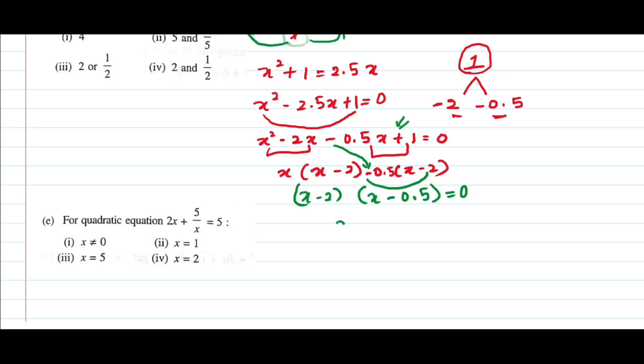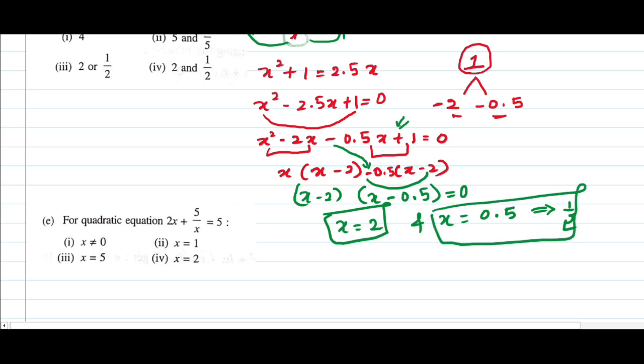Now we get x is equal to 2 and x is equal to 0.5, or we can call it 1 divided by 2. So the answer is the third option: x is equal to 2 and x is equal to 0.5, or 1 divided by 2. The third option is correct here. I hope this is clear for everyone.